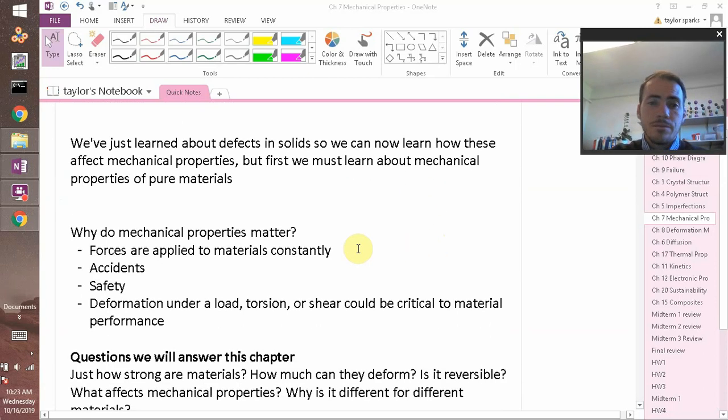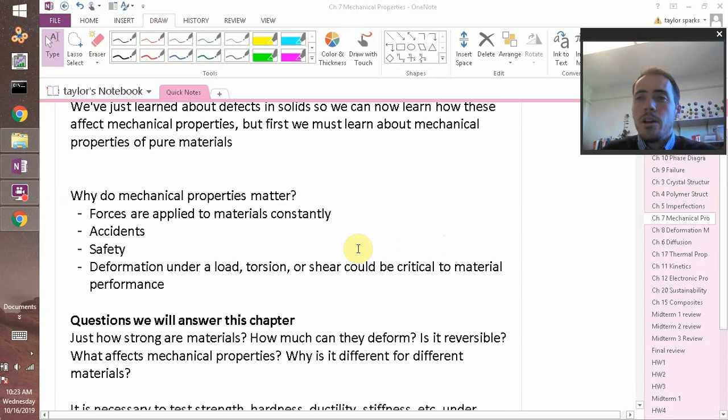So why do these matter? They matter because forces are applied to materials all around us all the time, right? They lead to accidents. They might be involved in the safety of materials if they fail intentionally at a certain stress as opposed to failing catastrophically in an uncontrolled way. And things deform all the time. They deform under loads, whether those are torsion, shear, compression. They deform all the time, and we need to be able to understand how materials deform when they're being used.